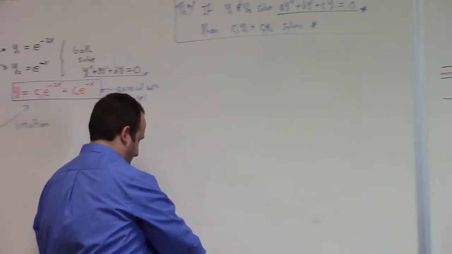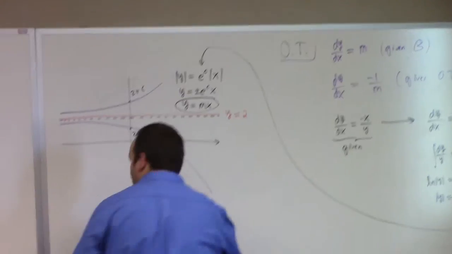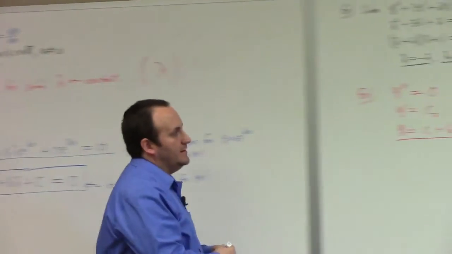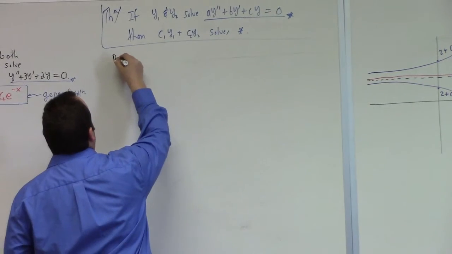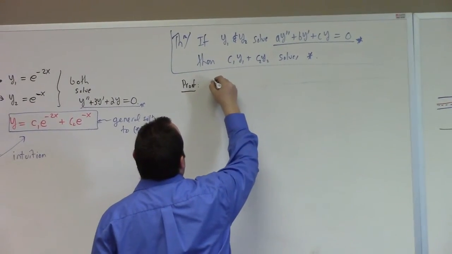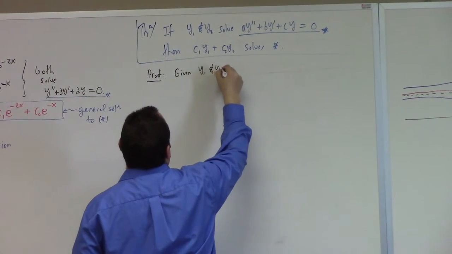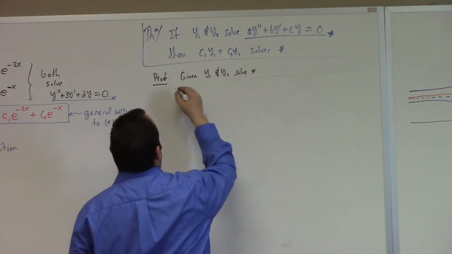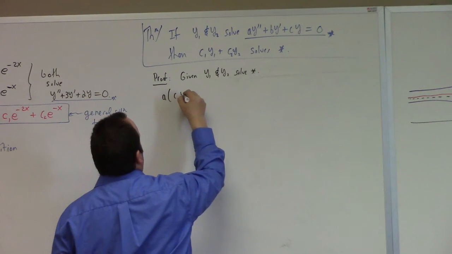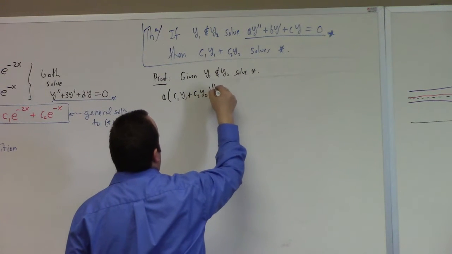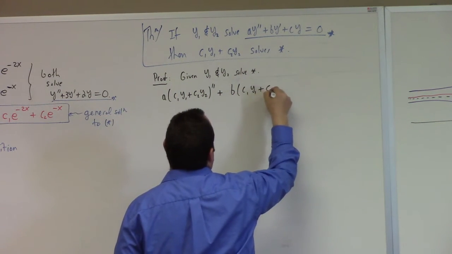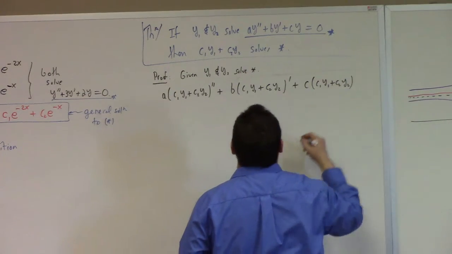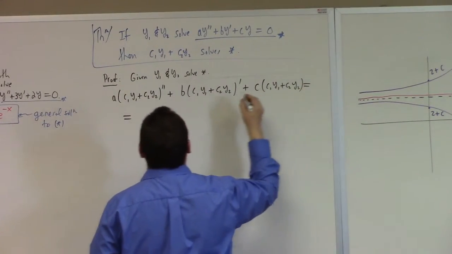How do you prove this? Not that hard, really. So let's look at the proof here. We're given y1 and y2 solve star, right? So I can look at a times (c1 y1 plus c2 y2)'' plus b times (c1 y1 plus c2 y2)' plus c times (c1 y1 plus c2 y2), right? I can look at that expression, and I can simplify it using properties of calculus.